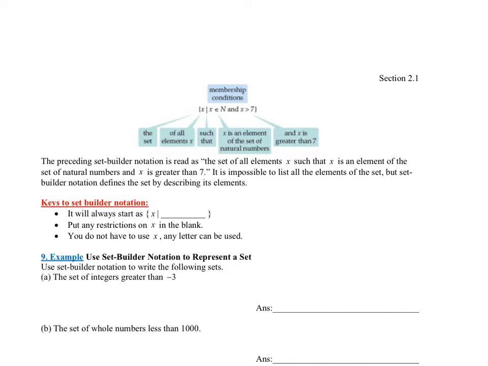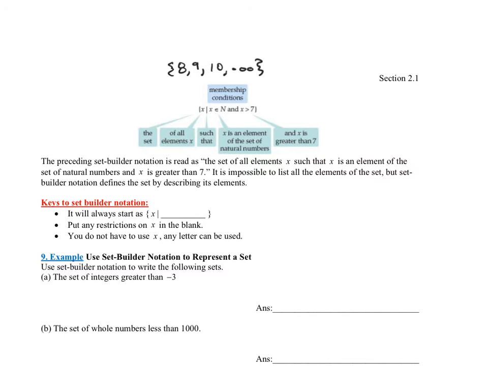Okay, so let's look at the set builder solution. Remember, the solution when we did it with roster method for natural numbers bigger than 7 was 8, 9, 10 onwards, right? So what is the answer in terms of set builder notation?